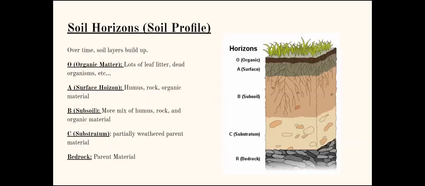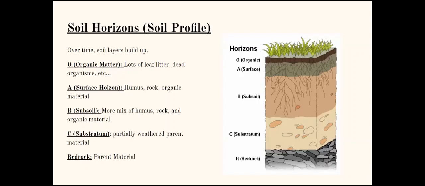One thing to memorize for the AP exam is the idea of the soil horizons. When you're looking at soil from the top down, you're going to see different layers. The top layer is the organic layer, which we label the letter O. It has a lot of leaf litter, dead organisms, things like that. That's where you're going to see the plants growing. Below that, you're going to see layer A, which is the surface horizon. It's humus, rock, organic material all mixed together.